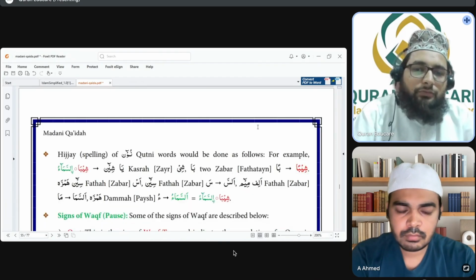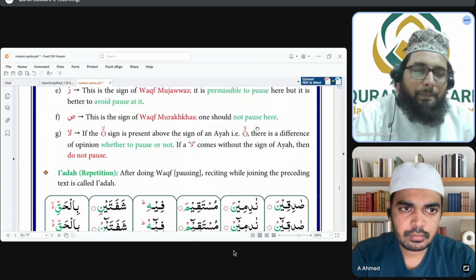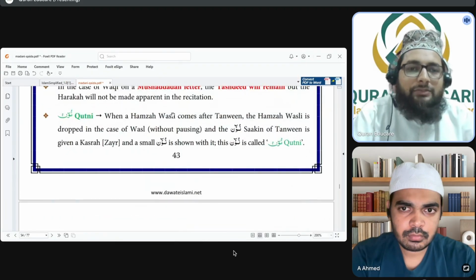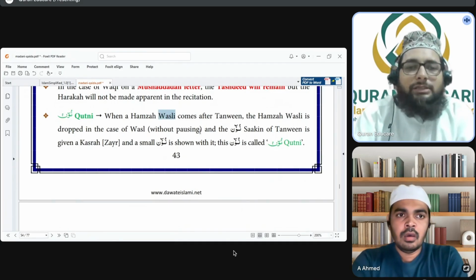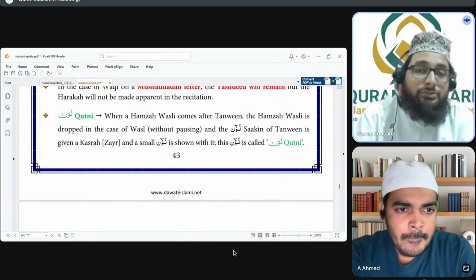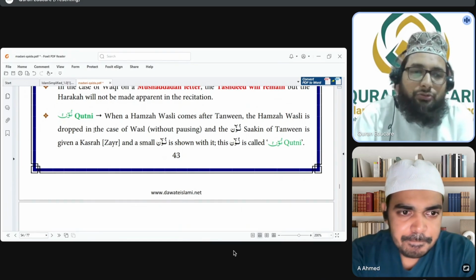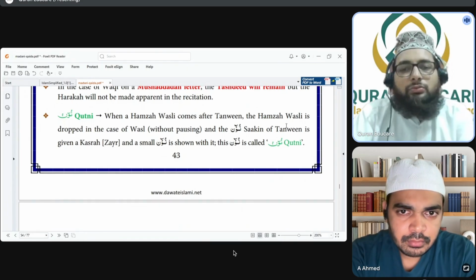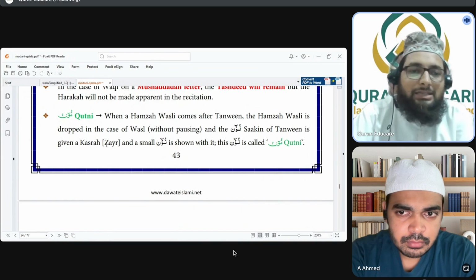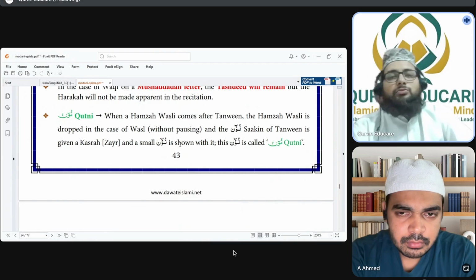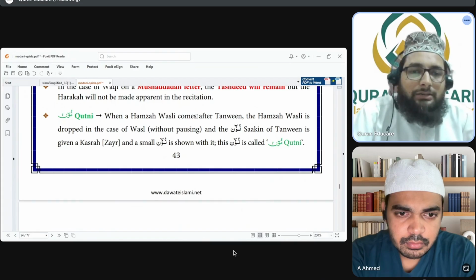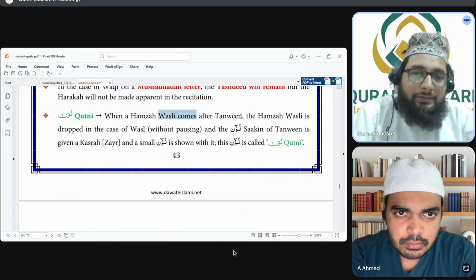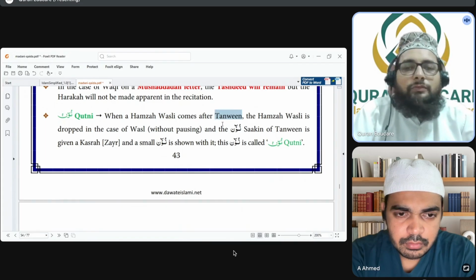Actually, the definition of noon qutni is: when a hamza wasli, meaning temporary hamza, comes after a tanween, like two zabar, two zair, two pesh, the hamza wasli is dropped in the case of wasl, meaning continue reading without pausing. And the noon sakina of tanween is given a kasra zair, and a small noon is shown with it. This noon is called noon qutni. So the condition is that a temporary hamza should come after tanween, then the noon qutni rule will be applied.